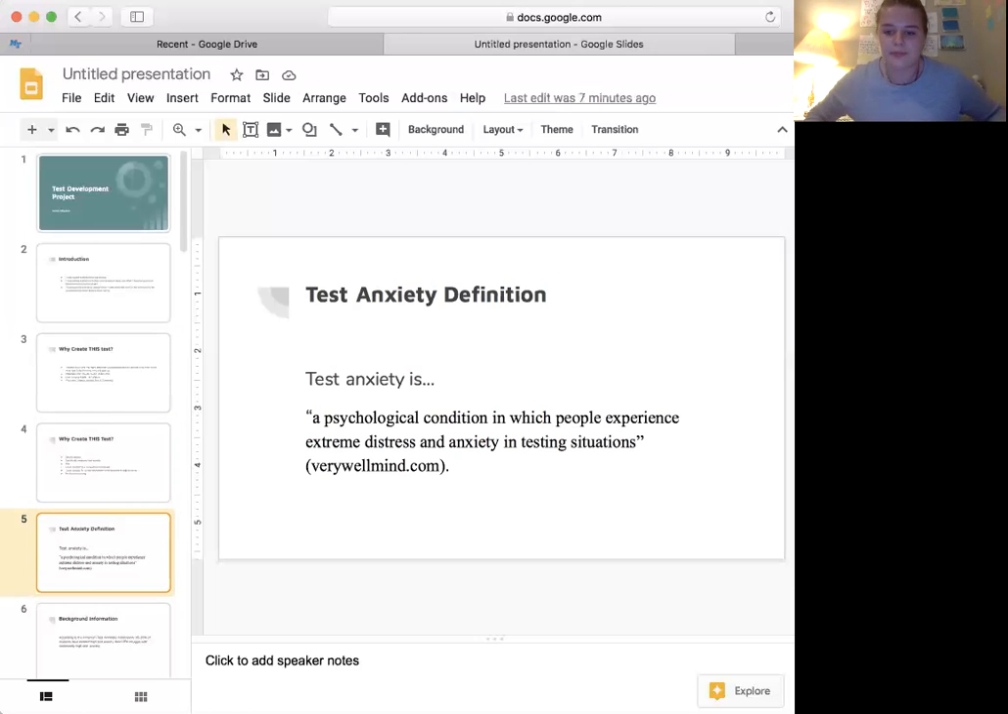Okay, what is test anxiety? Let's talk about that. So test anxiety is a psychological condition in which people experience extreme distress and anxiety in testing situations. And I got that from verywellmind.com.